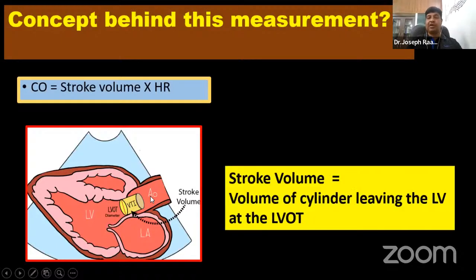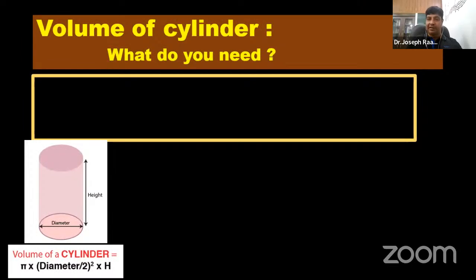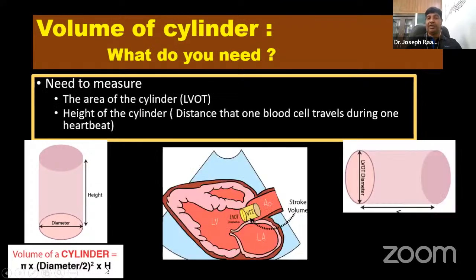So what are we going to do? We know the volume of a cylinder is pi r squared multiplied by the height. Here, since the cylinder lies like this, this becomes the height. This is nothing but the distance the RBCs travel over a period of time. So if you can calculate this velocity over time, and also the cross section, that's your diameter, then you will be able to calculate the stroke volume. This is the concept. Velocity over time is known as the velocity time interval. This is the one measurement which we need to do.